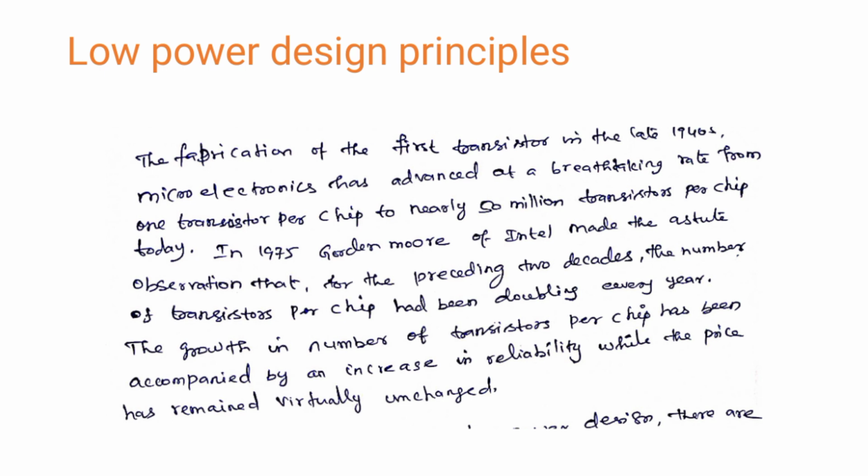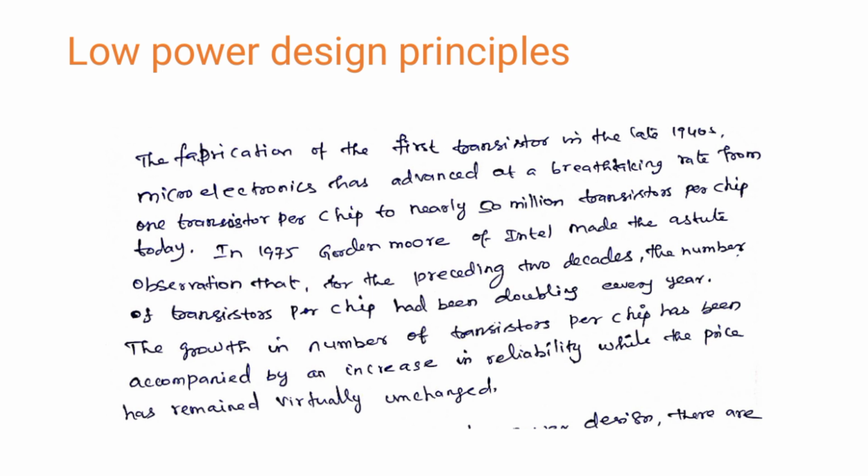When you are going for fabrication, we have a channel width. When we reduce the channel width, automatically the transistor size will reduce. If the size is reduced, we can accommodate more transistors in a single chip. If the number of transistors increases, we can perform more operations. The main drawback is power dissipation.